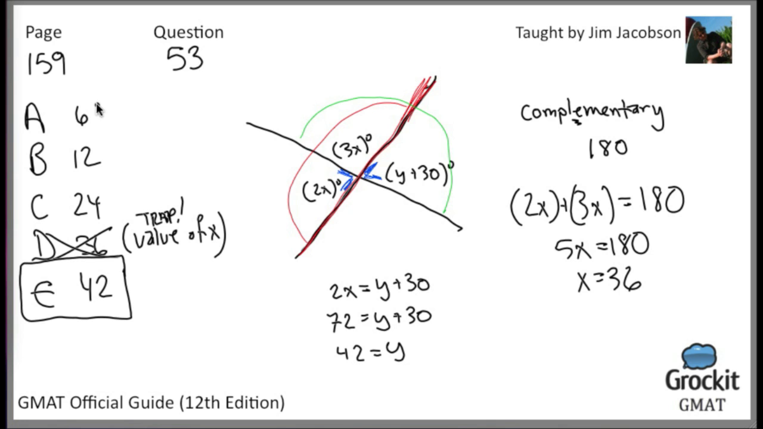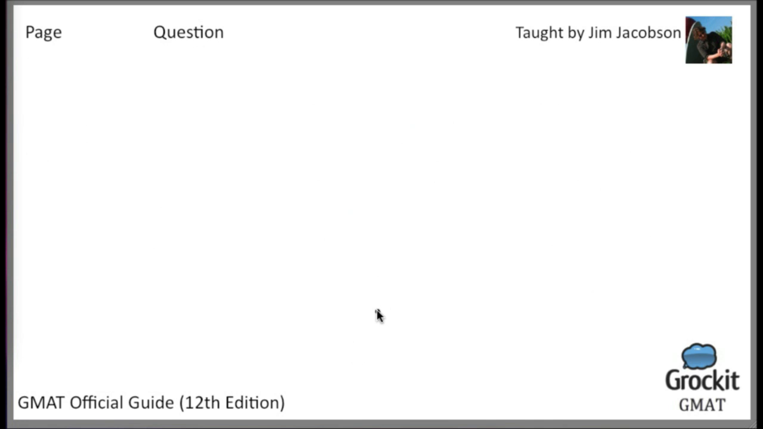Not every wrong answer choice is a trap, or at least not an obvious one. Sometimes they're just numbers meant to fill in to give you a range in case you have a computational mistake somewhere along the way. So, answer choice E, correct one. On to number 54. Still on 159.